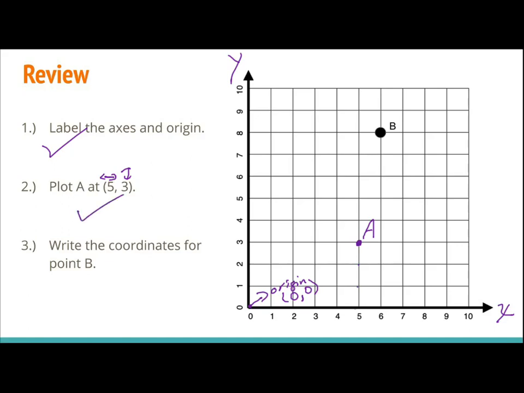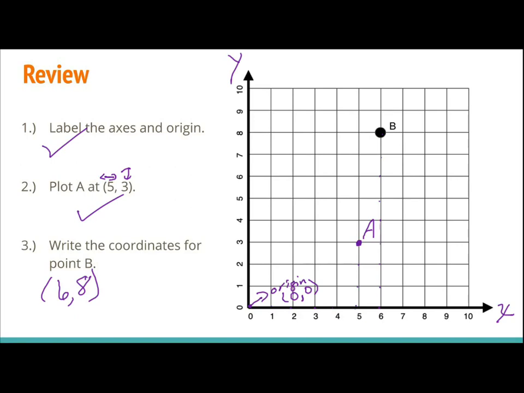So now that's done. Question 3 asks us to write the coordinates for point B. We always go side to side first. So I'm going to look at where that B is and count over so that I'm on this little line here that goes up to where that B is. When I look at the bottom here, I've got 1, 2, 3, 4, 5, 6. So on the x-axis, we're at 6. And then I have to count up to where he is on the y. 1, 2, 3, 4, 5, 6, 7, 8. So his ordered pair would be 6, 8 for point B.